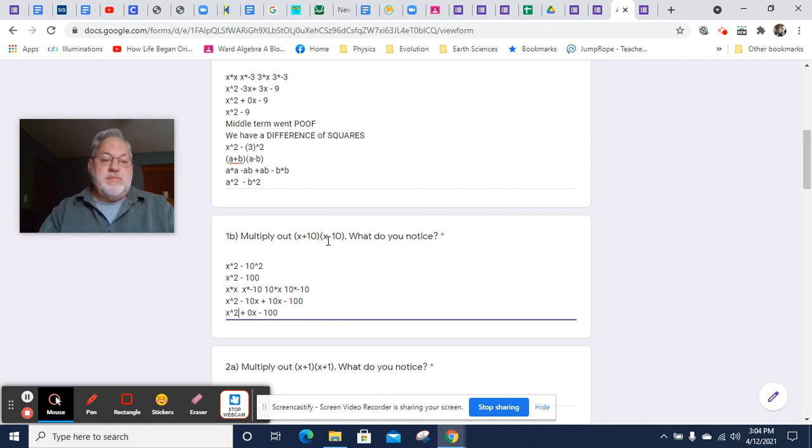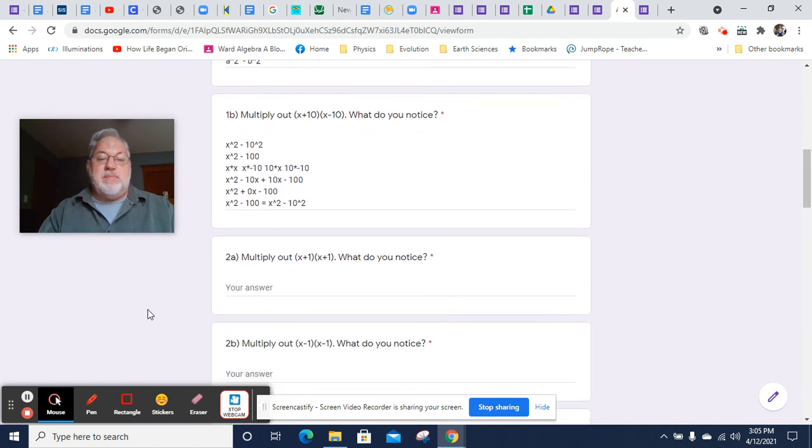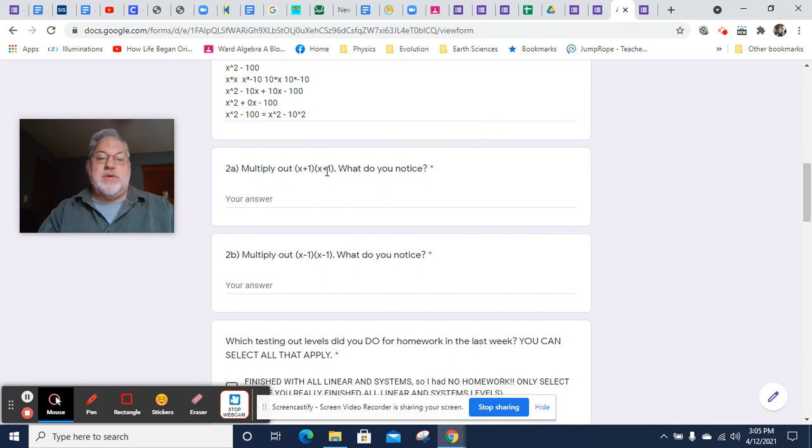We get a 0x in the middle, and then we can finally end up with just x squared minus 100, which is, of course, the same as x squared minus 10 squared. It is a difference of squares. Now the next one is a perfect square. We're squaring x plus 1, and then we're squaring x minus 1.